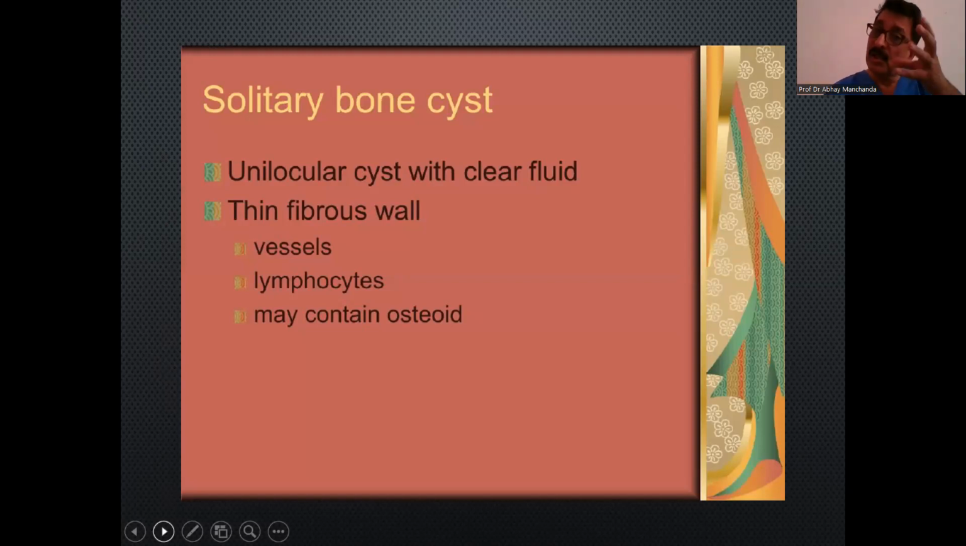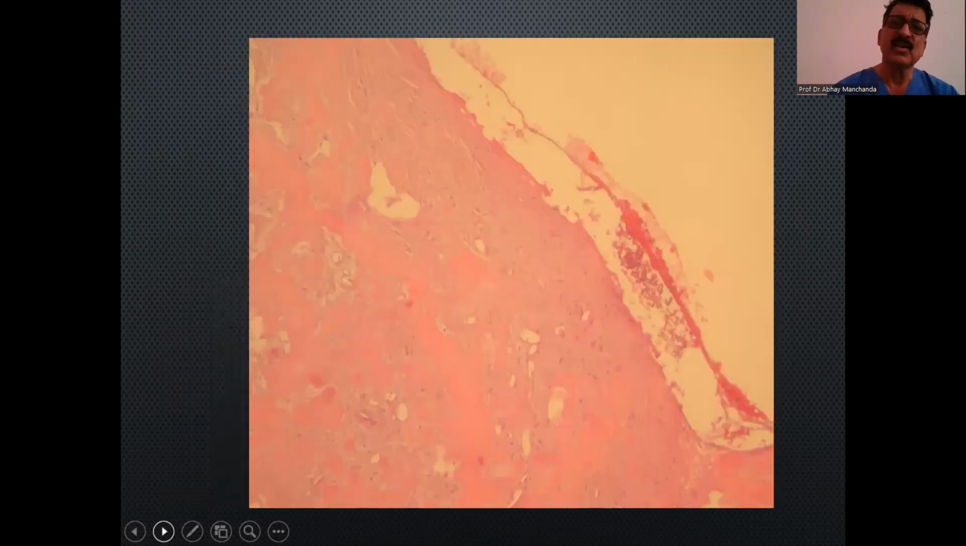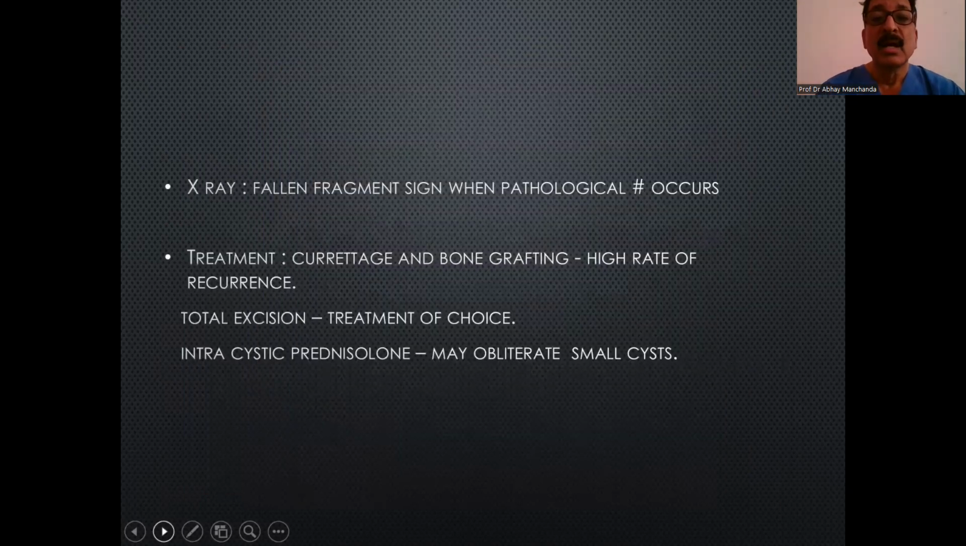It is basically unilocular. It has thin fibrous walls. There may be vessels, lymphocytes. It may contain osteoid. You can see in this slide. When there is a pathological fracture, you can find a floating fragment and it is called the fallen fragment sign. The treatment is you can curette it and do bone grafting, high rate of recurrence.